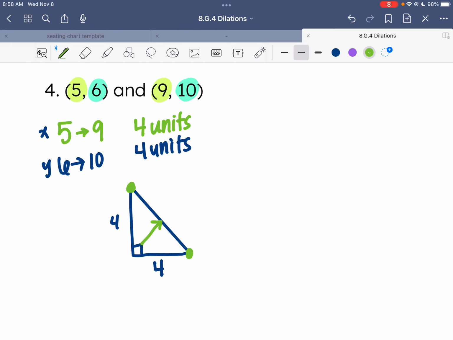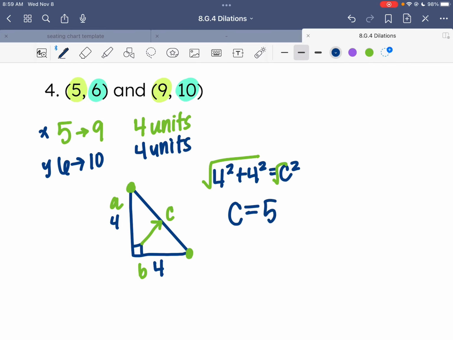So we'll plug this into the Pythagorean theorem. A, B, we're looking for C. So we have 4 squared plus 4 squared equals c squared. We're going to take the square root of both sides and be left with c. So we get that c is equal to the square root of 4 squared plus 4 squared, which is approximately 5.7.